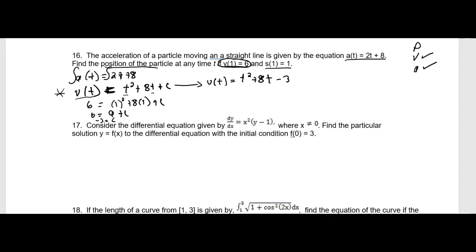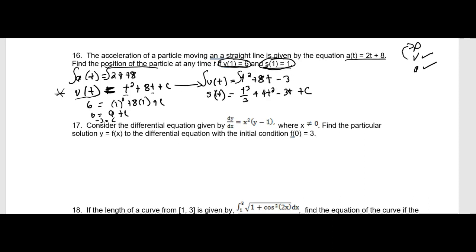Now that we know our velocity fully, we do our antiderivative of velocity to take us up to our position, which is the answer. So we do our antiderivative one more time. Call this what they want us to call it. So if you look at this, they want us to call it s. So we would say s of t is t cubed over 3. This would be 8t squared over 2, so 4t squared minus 3t, and then plus your constant.